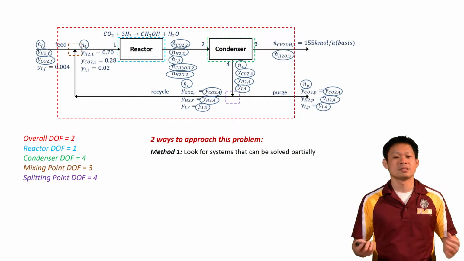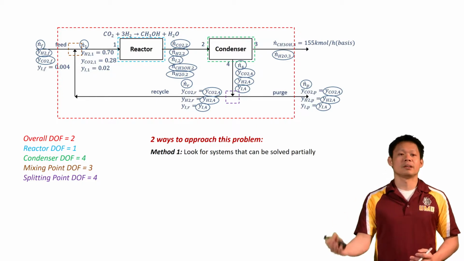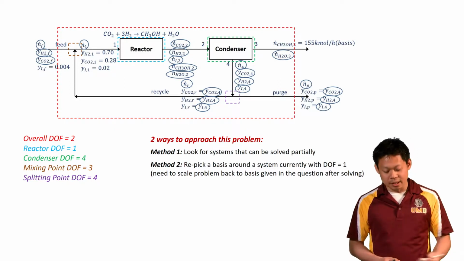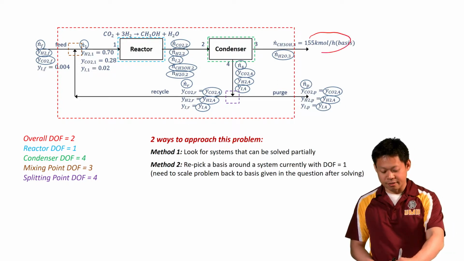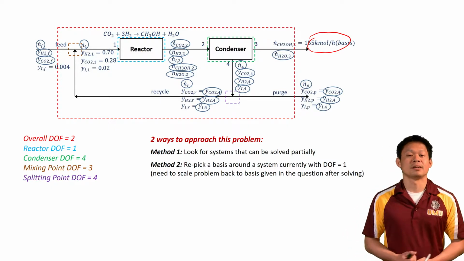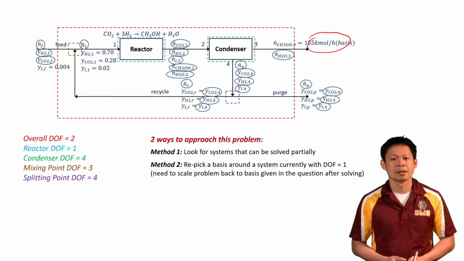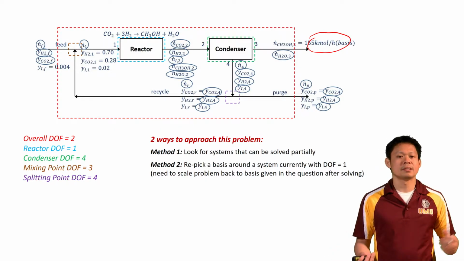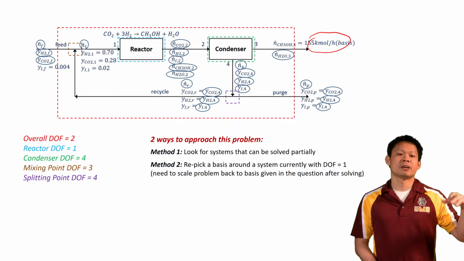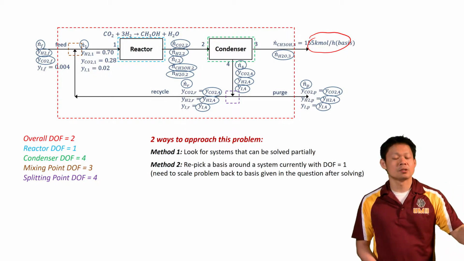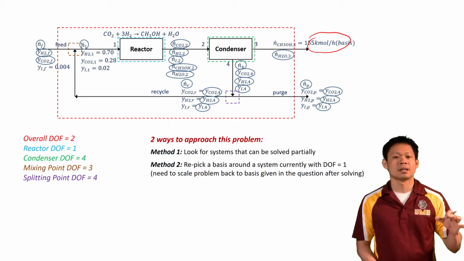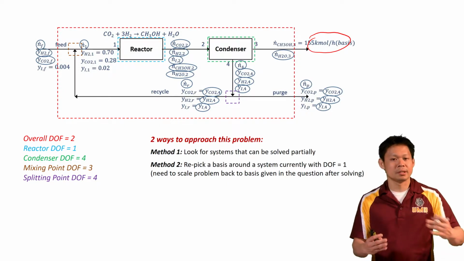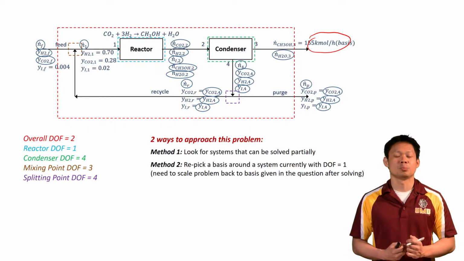So that's method 1, looking for systems that we can solve partially that will cause something else to drop to 0. The second method is to repick a basis. In this case, we use the basis that's given in the question of 155 kilomoles per hour of product in stream 3, which is our product stream. Can we repick this basis? So let's consider that as an unknown. Repick a basis around a system where the degree of freedom currently is 1. If we have a basis over there, that drops it down to 0, and we can start over there. The only issue here is that we need to do one additional step once we finish solving, which is that we need to scale it back up to this 155 kilomoles per hour.